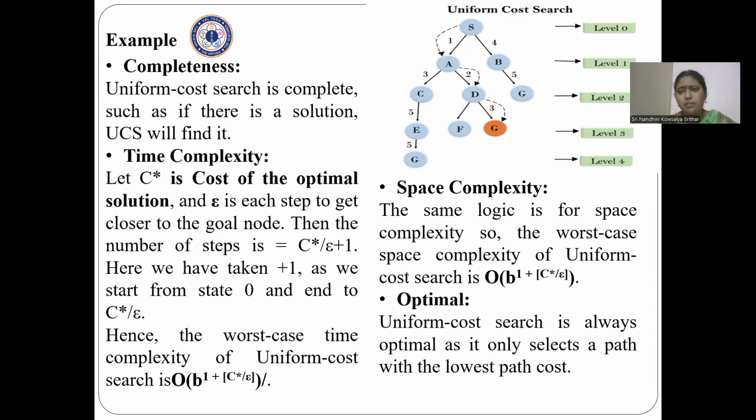In this example, we have S as the starting node. Then we have A and B nodes. From S to A it has path cost 1, and to B it has path cost 4. So it chooses 1. Then after A, it goes to C and D. For C, it has 3 as the path cost, then for D, it has 2 as the path cost. So it chooses D. Then from D, we have a goal node with path cost 3. So it chooses the goal node.